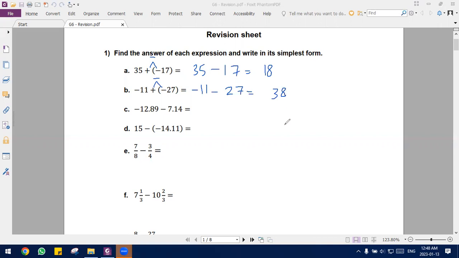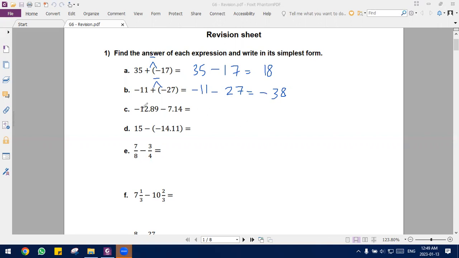Now the last step is we need to pick a sign for the value here, for the answer 38. Which sign do we pick? You look at the biggest value here. We have 11 and 27, so the bigger one is 27. So you take the sign of it, which is minus. So it's minus 38.